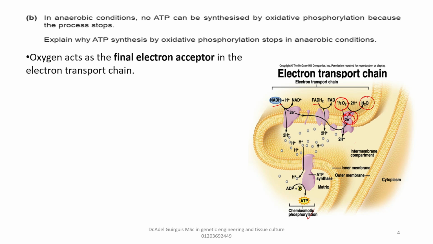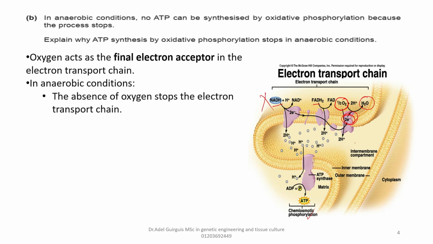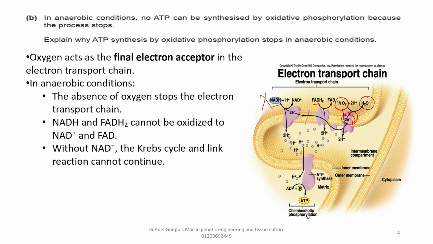All this reaction stops. Why? In anaerobic conditions, the absence of oxygen stops the electron transport chain. Why? Because NADH and FADH2 cannot be oxidized to form NAD plus or FAD. So without NAD plus, the Krebs cycle and link reaction cannot continue.